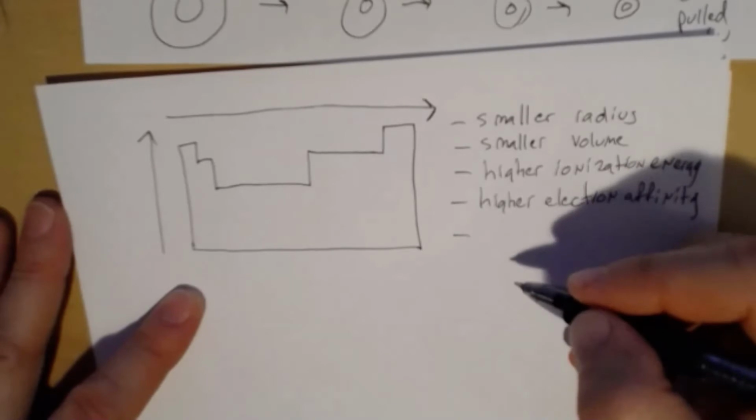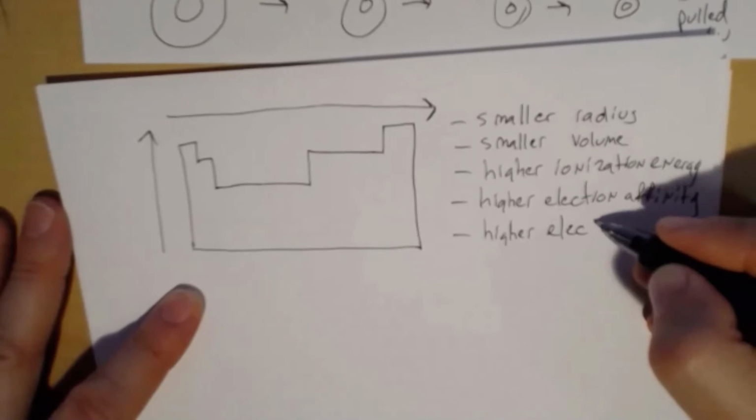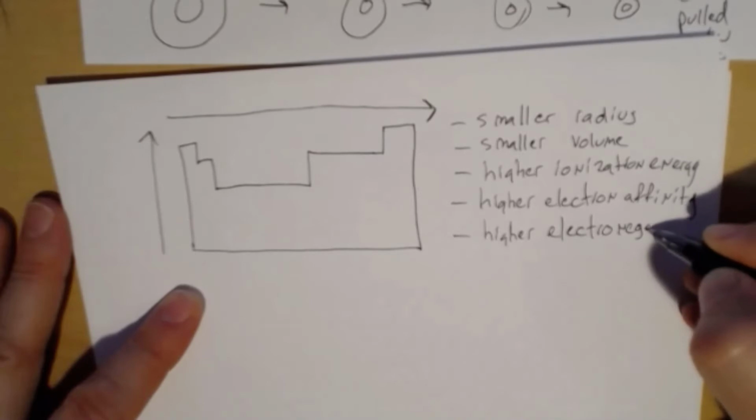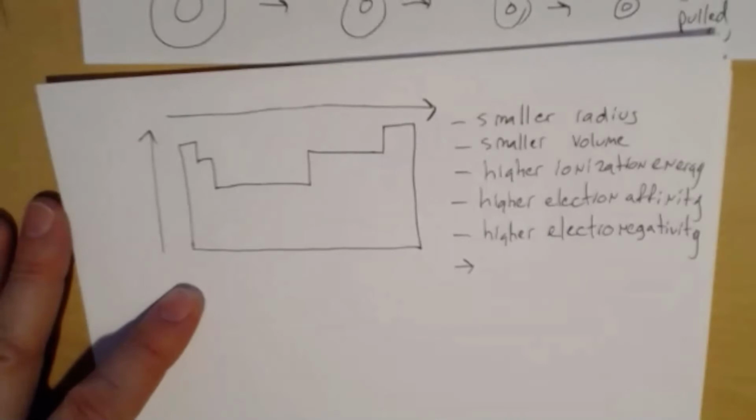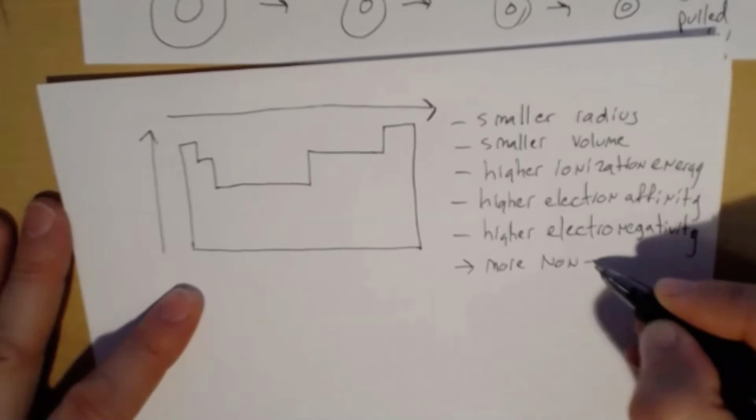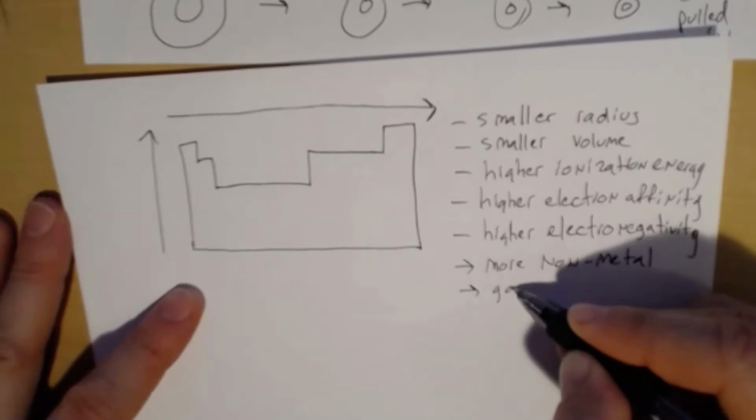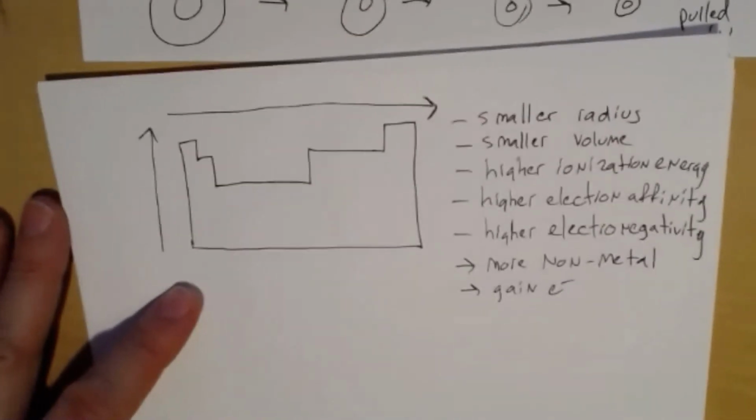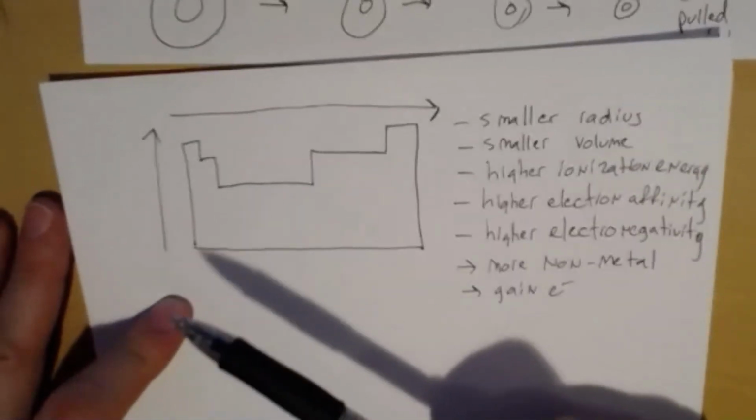They will have a higher electronegativity. That's technically in the next chapter, but it follows this trend, so I wanted to mention it. They tend to be more like a non-metal in behavior. They'll tend to gain electrons instead of lose electrons, et cetera. Okay. And actually in Chem 1A there are more than these, but all of these things happen as you go up and to the right.